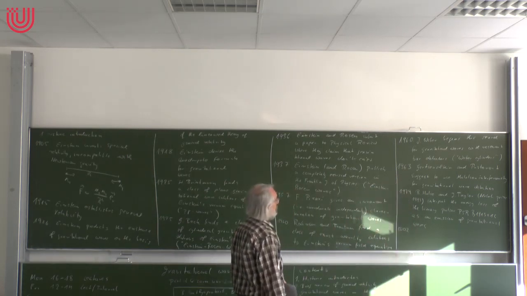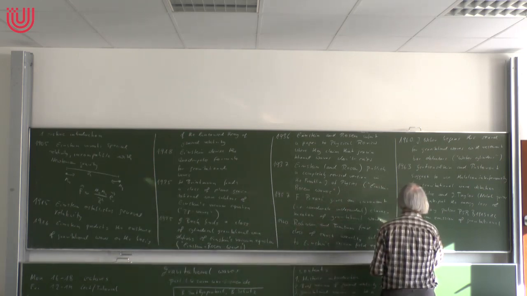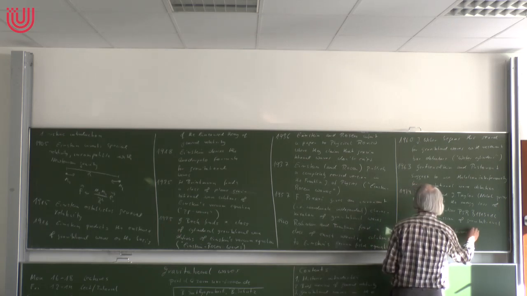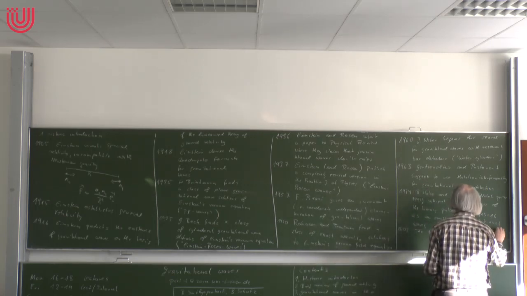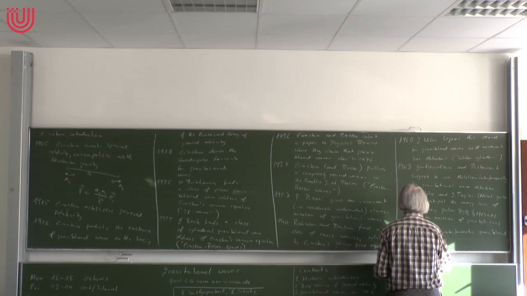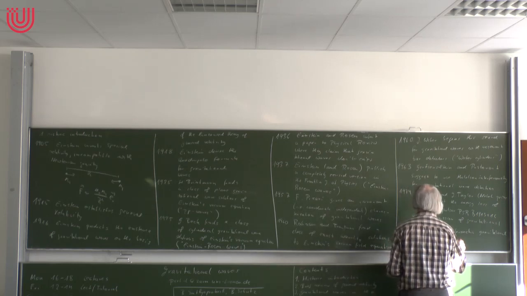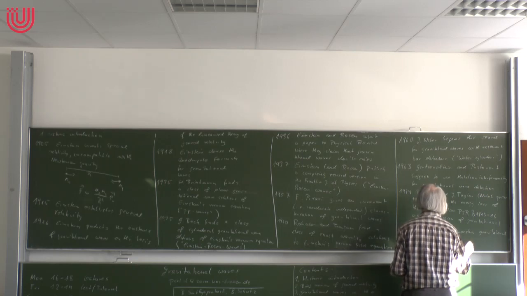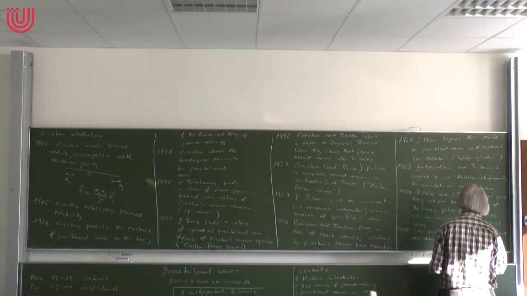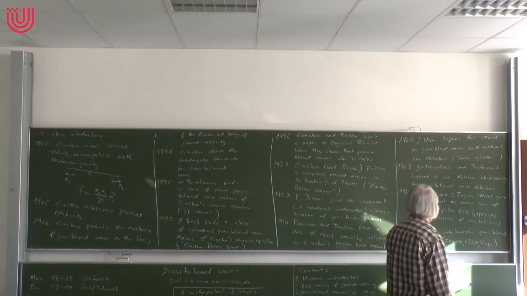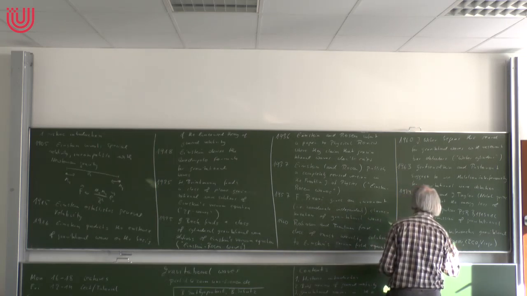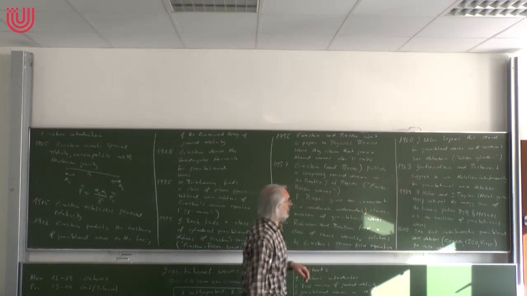The possibility of directly detecting them began in the year 2002, when the first interferometric gravitational wave detectors went into operation. These were three: here in Germany, GEO-600; in the US, LIGO, which is actually two detectors in two different locations; and then Virgo in Italy. And for many years, they didn't measure anything.